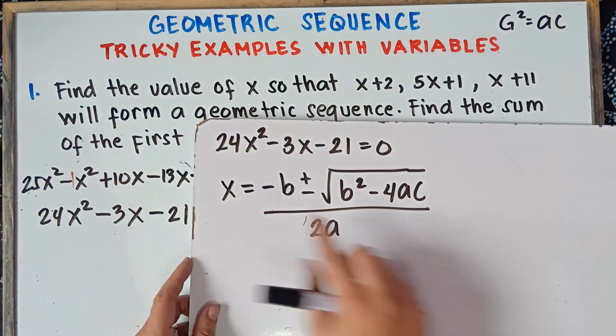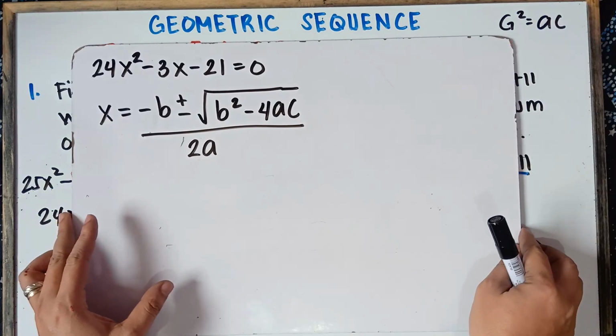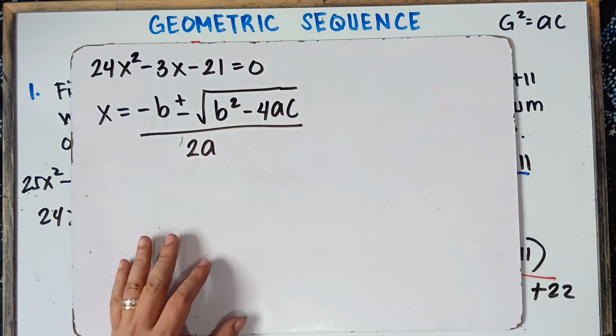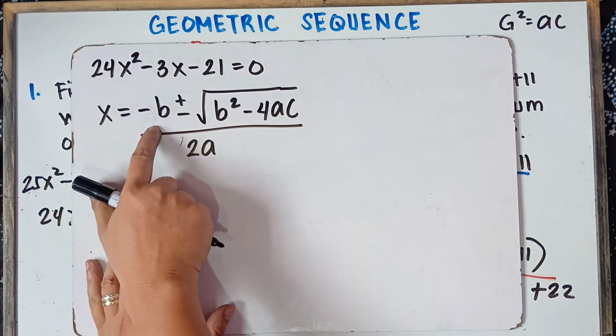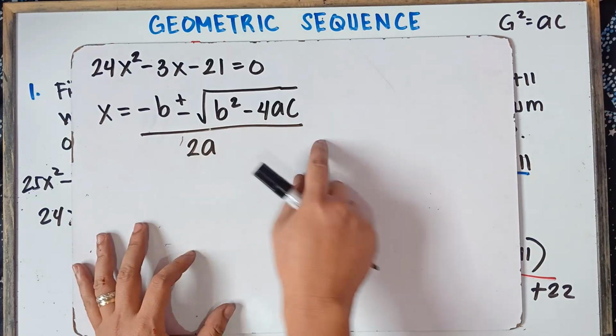So this will be our given. We have 24x squared minus 3x minus 21. Alright, do you still remember, class, using the quadratic formula? So our formula, we have x equals negative b, plus or minus square root of b squared minus 4ac, all over 2a.